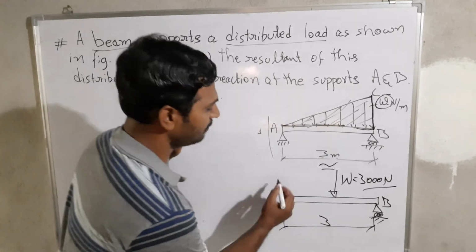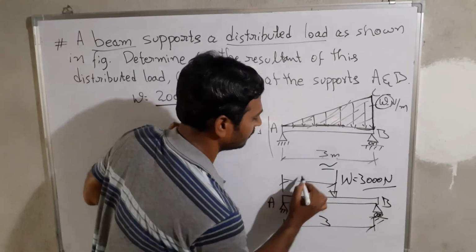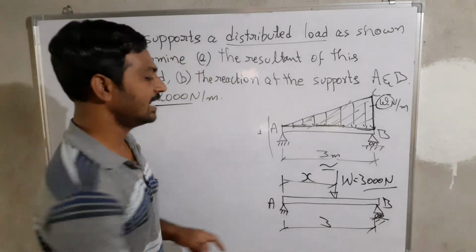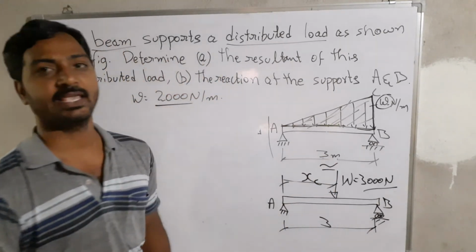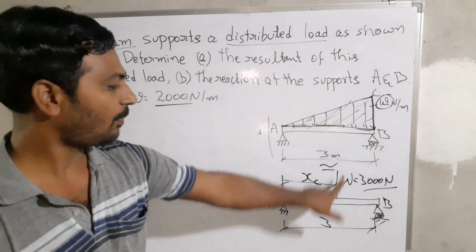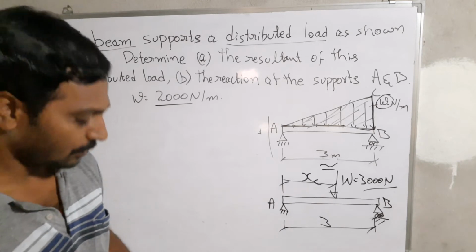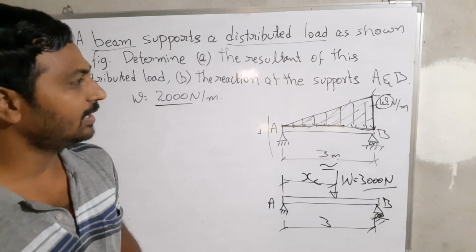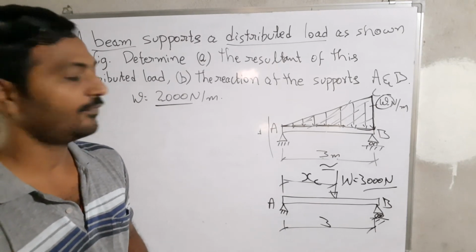It means that from A, what is the distance at which it is going to be located? I'm going to call that XC. So how could you find out the XC? That means the location of the point load on the beam. For this one, we are going to apply the theorem of Varignon's equations.